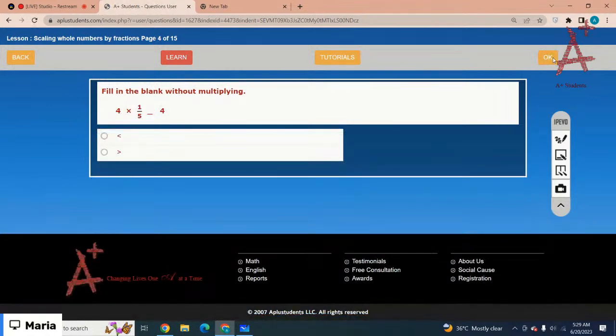Okay, the next one is 4 times 1 by 5, and you have to compare it to 4. So which is the correct option? 1 by 5 is less than 1. When you multiply it by 4, 4 times 1 over 5 is less than 4.